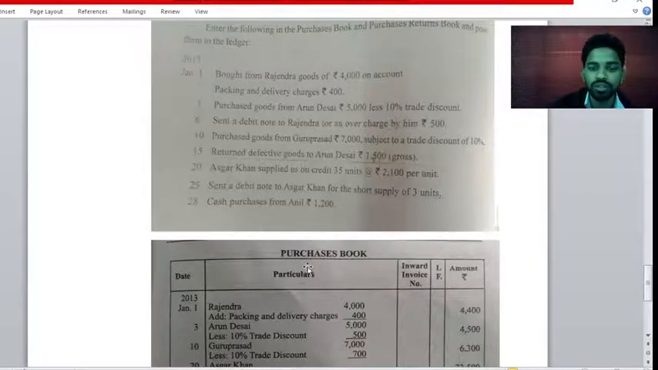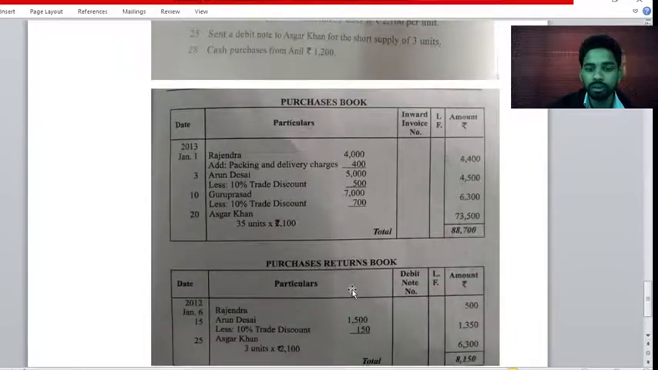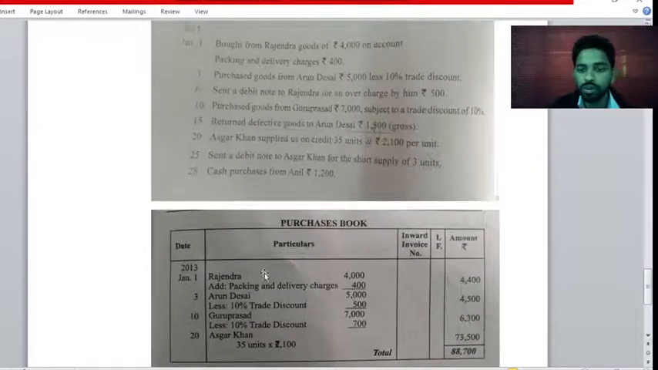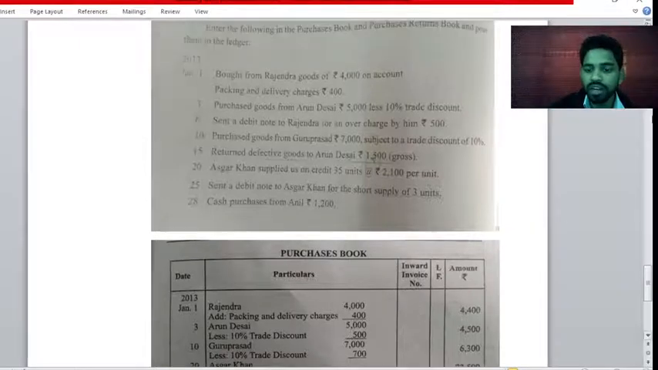Okay, so now see, this is the purchase book and this is the purchase return book. Now in this purchase book we have to record: on 1st January 2013, Rajendra 4,000 on account. In that, packing and delivery charges rupees 400 also we have to add. So add packing and delivery charges rupees 400 to this 4,000. So 4,400 directly we have to record in the amount column.